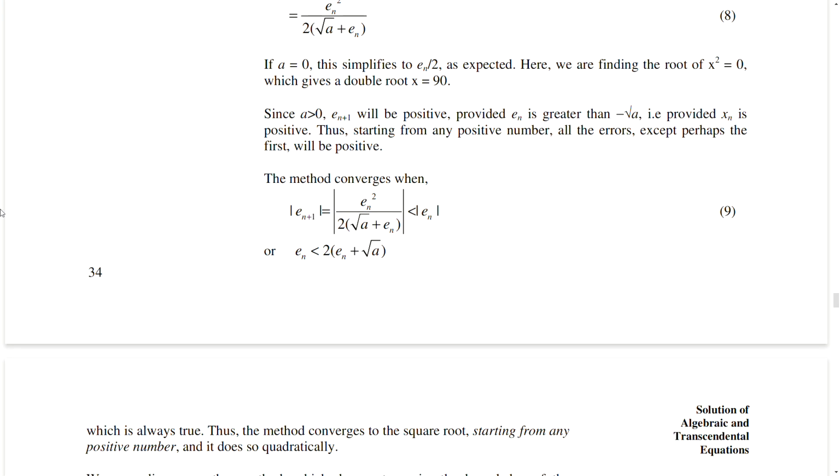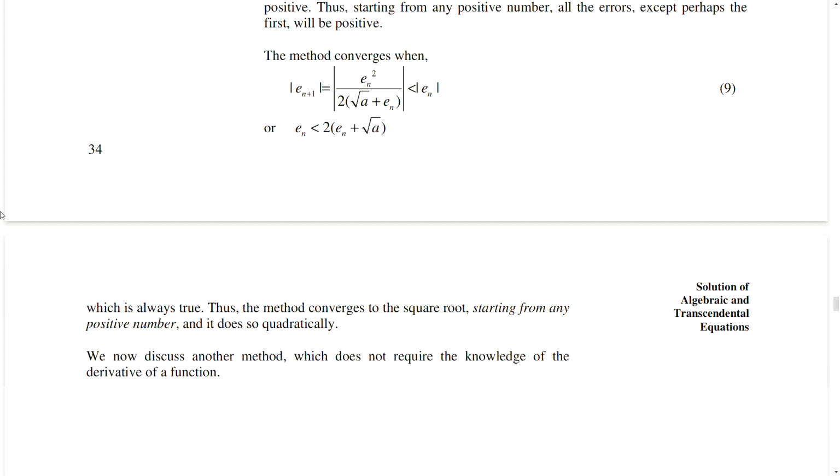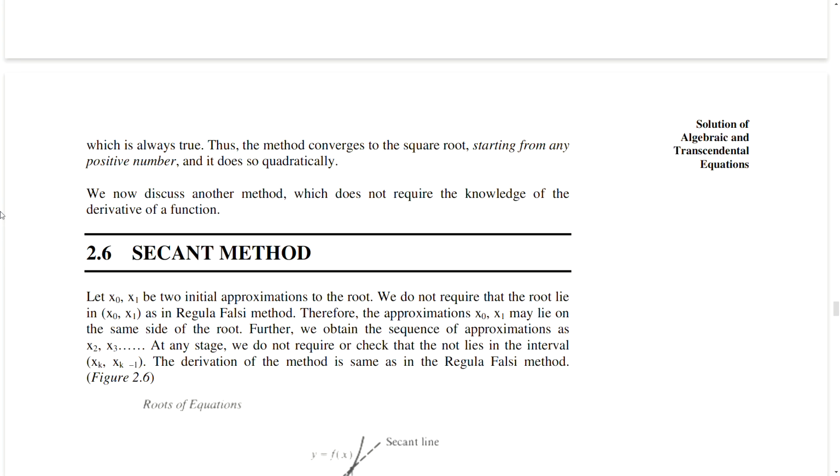The method converges when mod of e(n+1) equal to en² by 2 of root over a plus en of whole mod less than mod of en, or en less than 2 of en plus root over a, which is always true. Thus the method converges to the square root starting from any positive number and does so quadratically. We now discuss another method which does not require the knowledge of the derivative of a function.